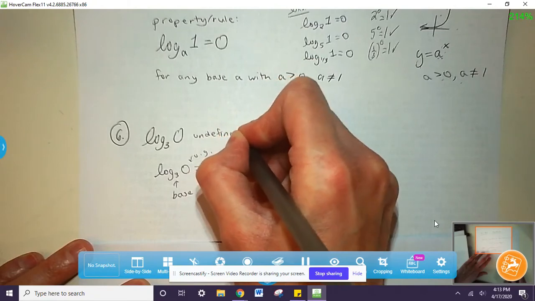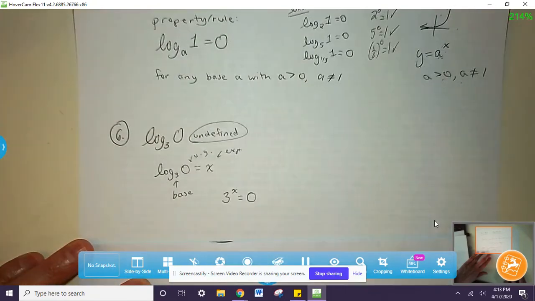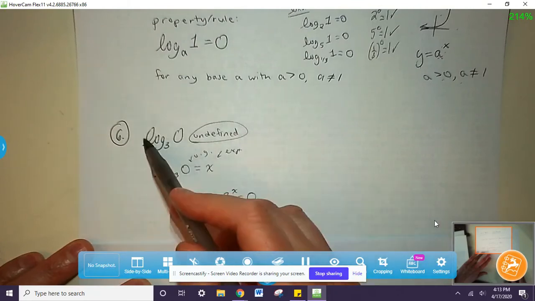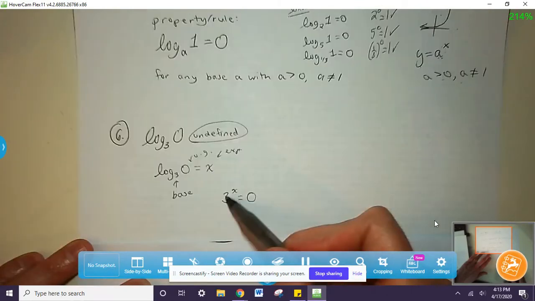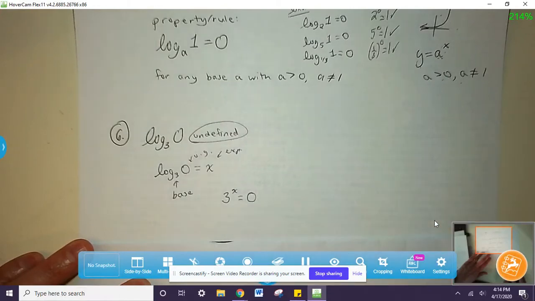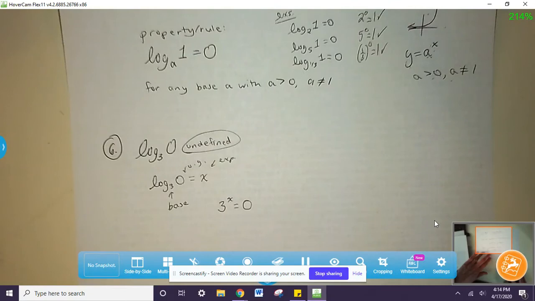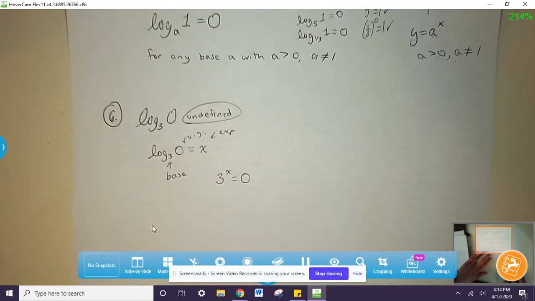If you wrote no solution, that's fine. If you wrote can't be answered, that's fine. There's no answer to this. Log base 3 of 0 cannot be done. 3 to the x equals 0 cannot be solved. I have a couple of explanations for you for that. So we'll see which explanation you like.